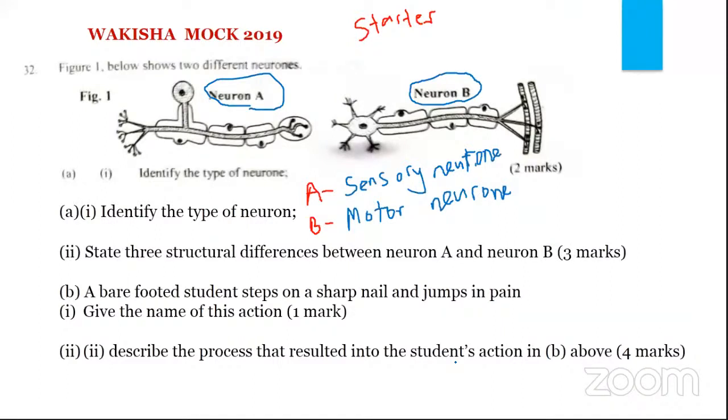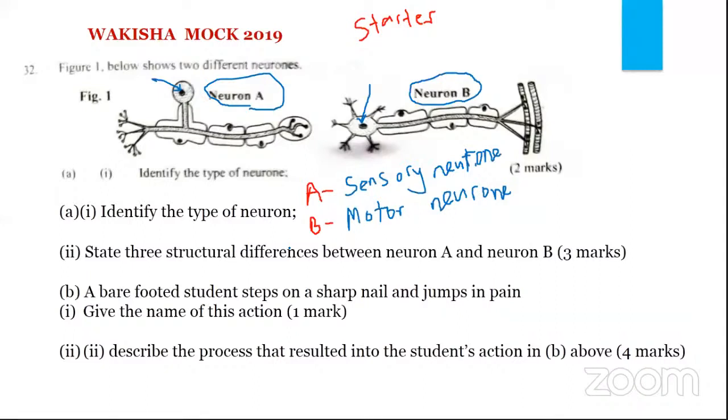And then we're having Hola. Teacher, neuron A has no nucleus, while neuron B has a nucleus. Hey, what about this one here? Isn't this a nucleus for A? Both of them have a nucleus. I can see it there. That's a nucleus. That's a nucleus. And then, yes, Daphne.